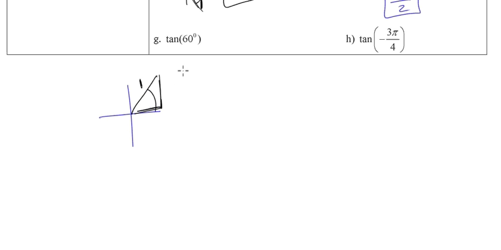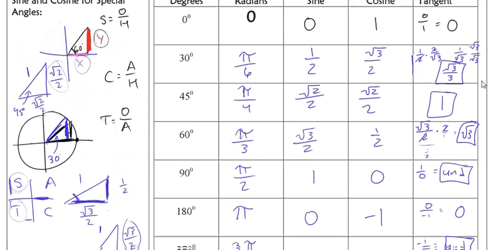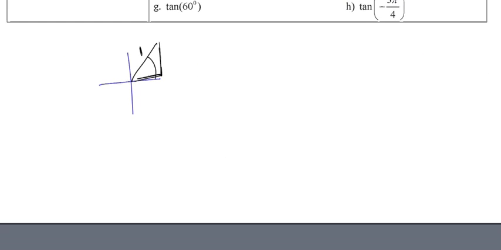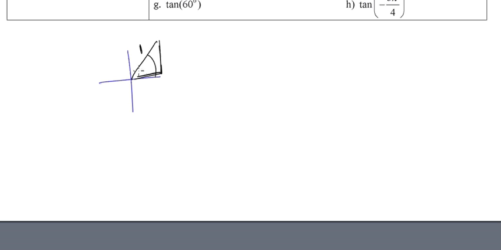Tangent of 60 degrees. Well, we can look back up at the chart, and it's going to be the square root of 3. So tangent 60 degrees is root 3. But let's build this one out real fast just to show us why. So our reference angle is still 60 degrees.